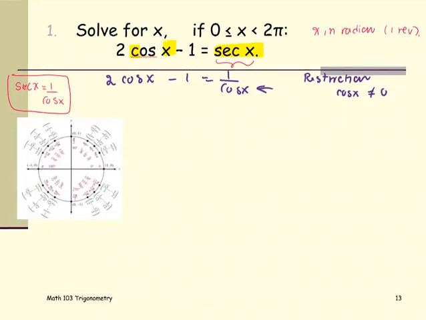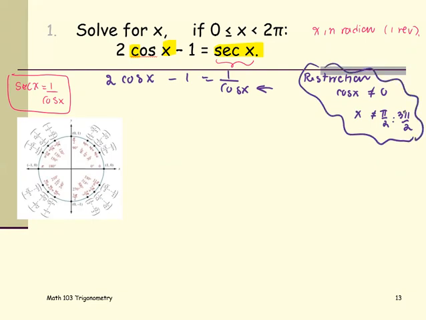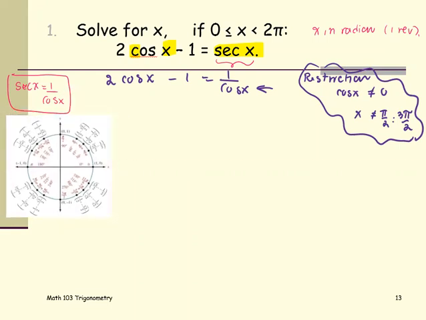Cosine x is 0, where x is the angle in radian form, at pi over 2 and 3 pi over 2. So we're going to omit these two solutions if they happen. So x cannot be pi over 2 and 3 pi over 2, from the restriction that the denominator cannot be 0. Next, we're going to process the equation by multiplying both sides by cosine x.